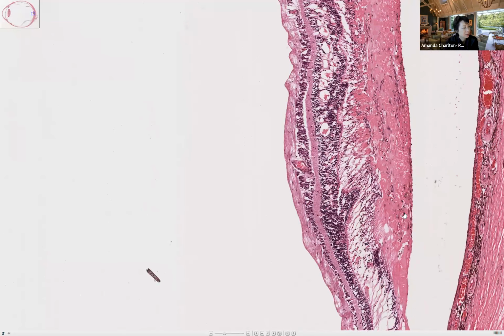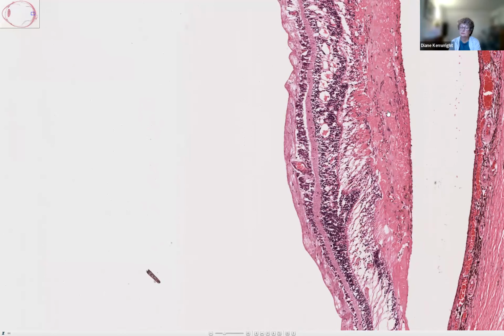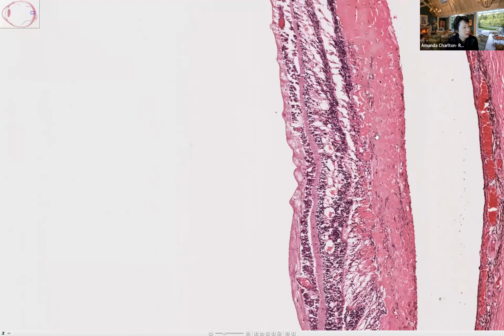Now I'm getting to see a bit more cellular activity. Really quite a thick area here between RPE and outer nuclear layer.